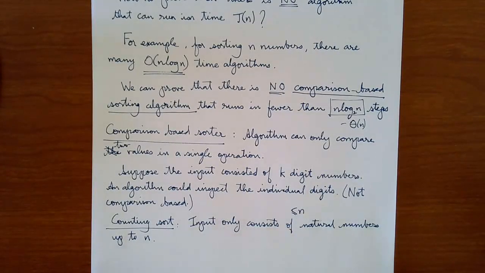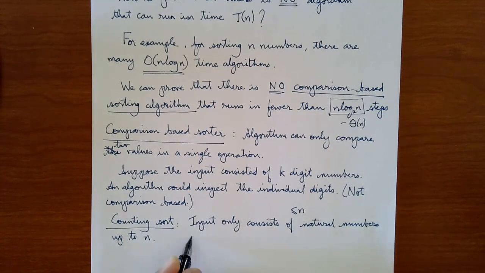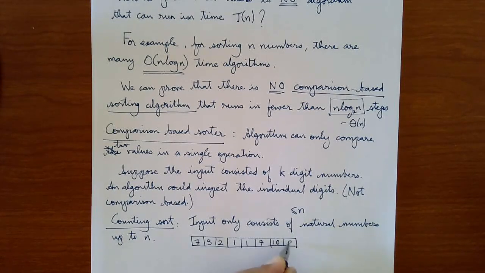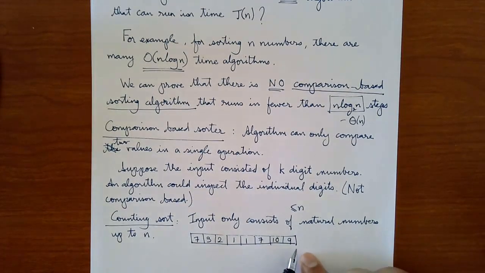to n, in which case you can go and count how many times each element appears and use that to sort. So in this case, you can sort faster. You can actually sort in n time. For example, if your input consisted of numbers, just a simple example: 7, 3, 2, 1, 1, 7, 10, 9. Suppose this was your input and you knew all the numbers were from 1 to 10. You can count how many times 7 appears. So 7 appears twice, 3 appears once, 2 appears once.